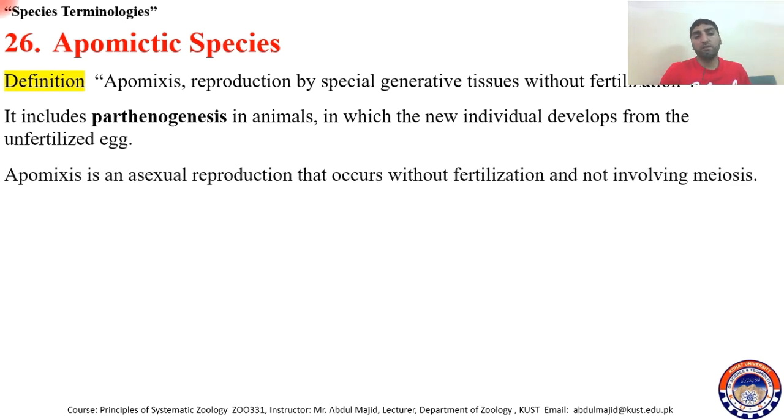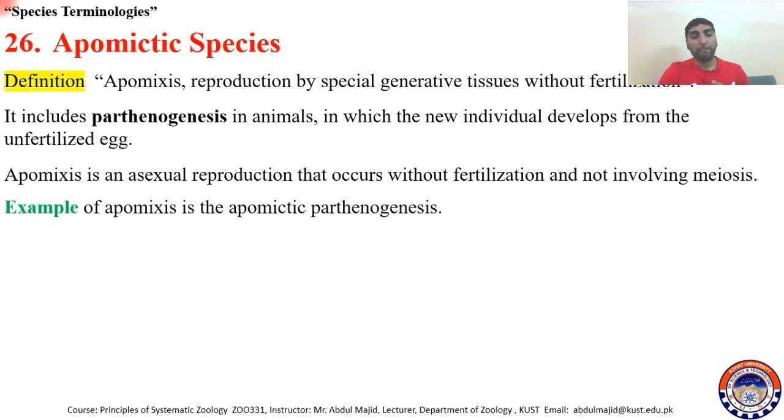So apomixis is an asexual reproduction that occurs without fertilization and not involving meiosis. Here, there is no need of meiosis, and the reproduction will occur asexually, meaning there is no fusion of male and female gametes. Now, an example of apomixis is apomictic parthenogenesis. So it's in Agamo-Species, or those where the new ones are produced through parthenogenesis.